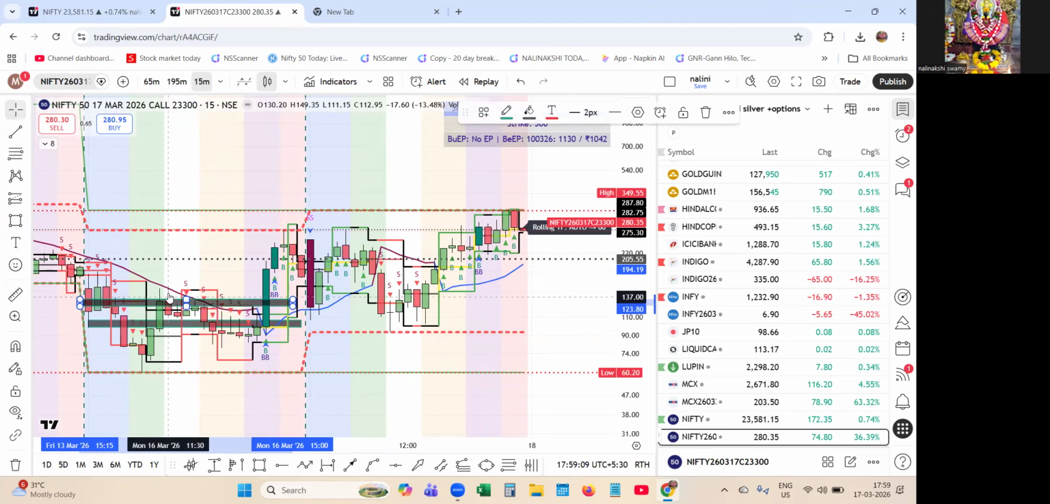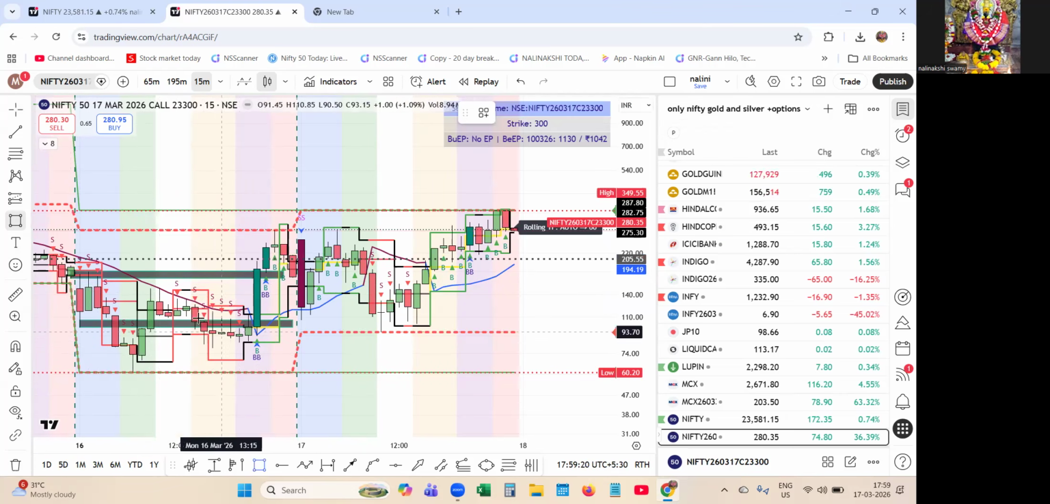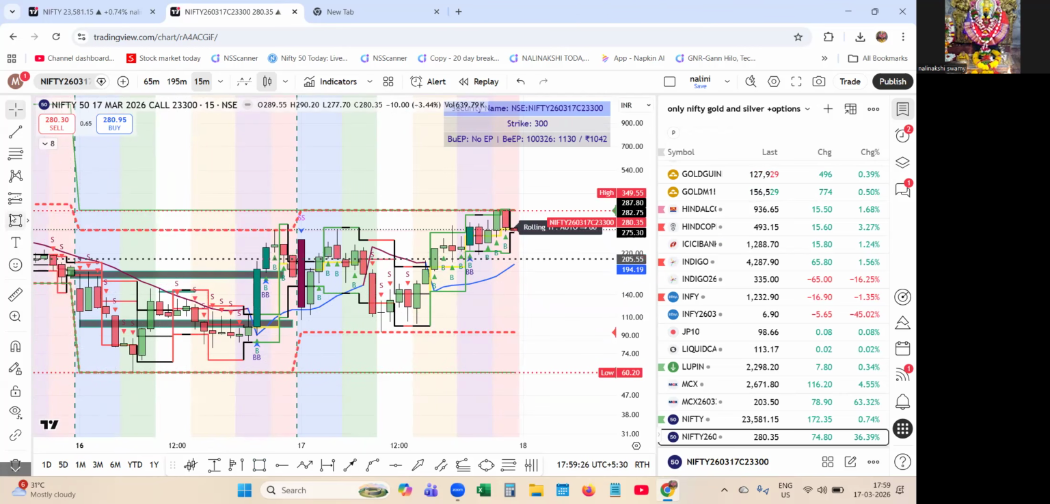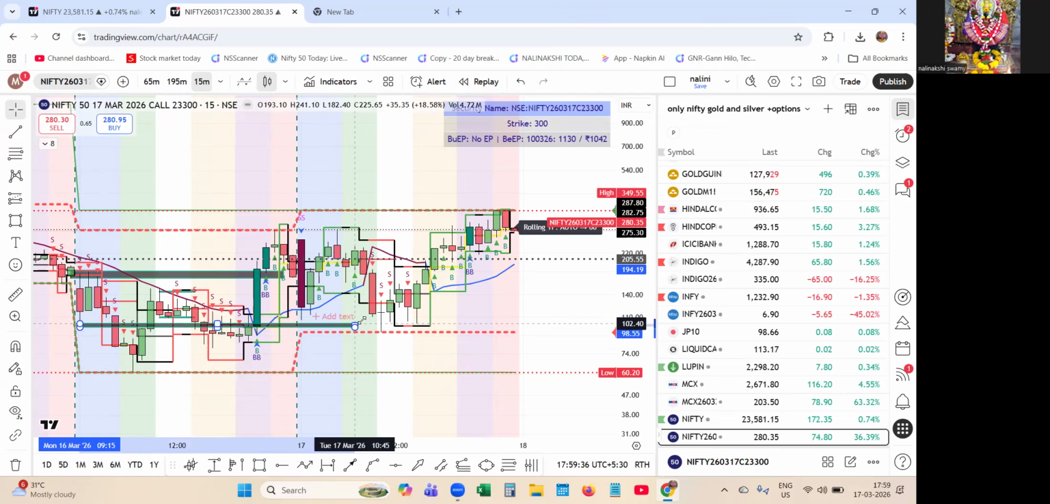And let me mark the previous day high and low. The market had breached this, and also let us mark the third hour high and third hour low, almost near the first hour high and low. So see the beauty, see the beauty.